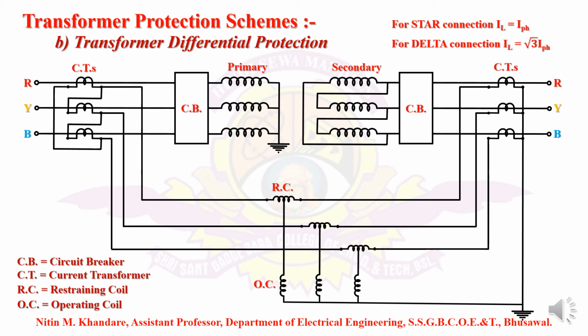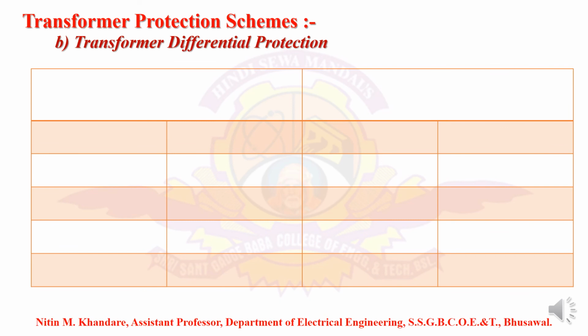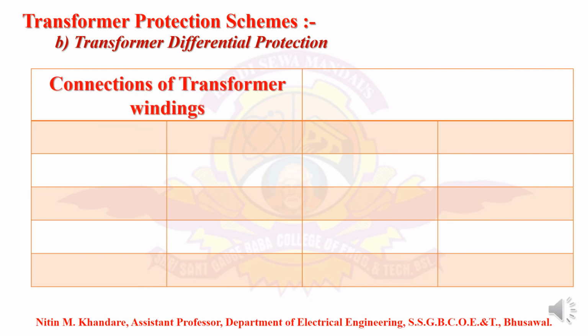Now, there are four standard connections of transformers, that is star to star, delta to delta, star to delta, and delta to star. How the CTs on the respective connections will be connected, we will see in the next slide. So here it is, the connections of the transformer winding, and in the second column we are considering how the CTs are connected on the respective sides.